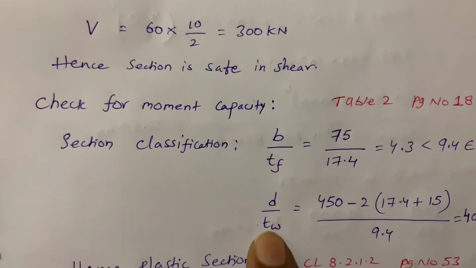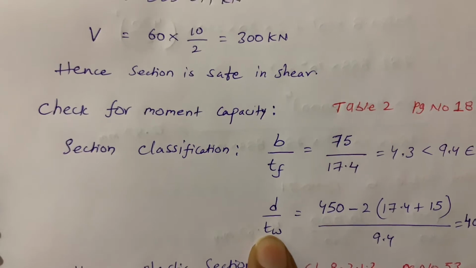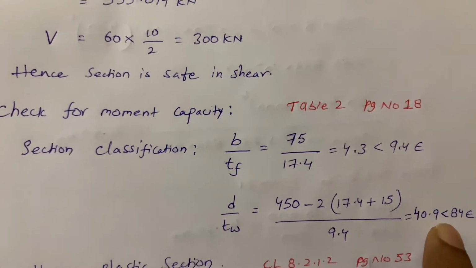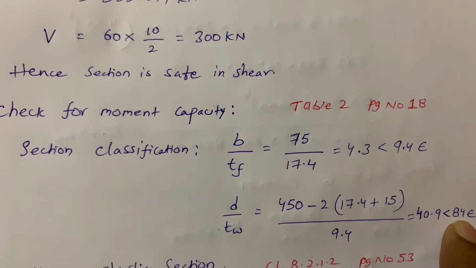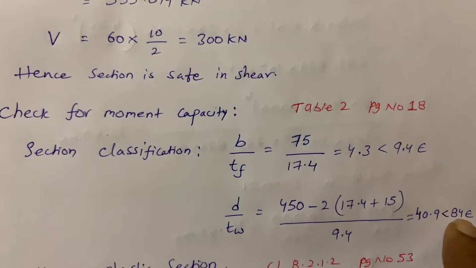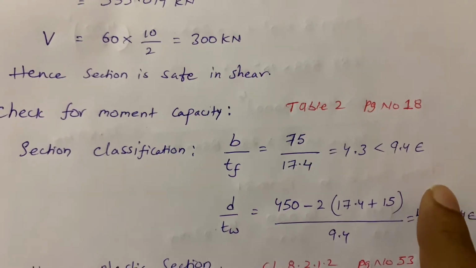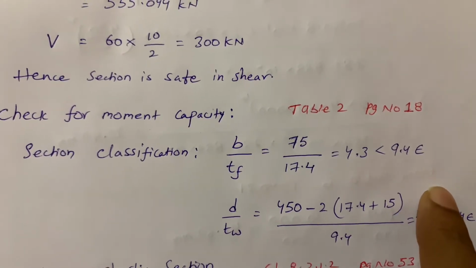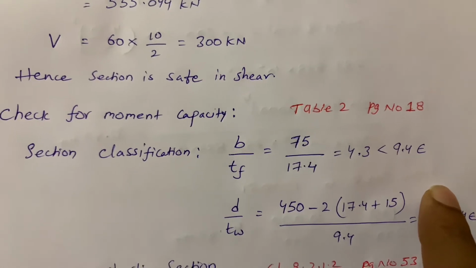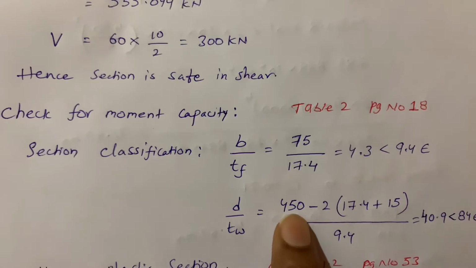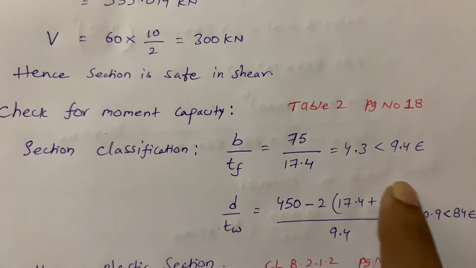After that, d by tw. So here d by tw less than 84 epsilon, sorry, 84 epsilon. So epsilon equal to root over 250 by Fy. Fy is yield stress, 250 by 250 equal to 1. So 450. So we need total depth.